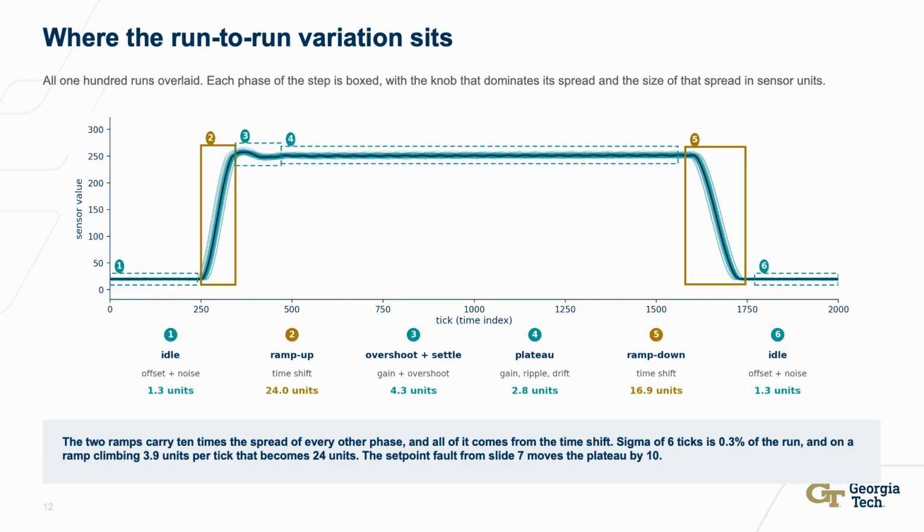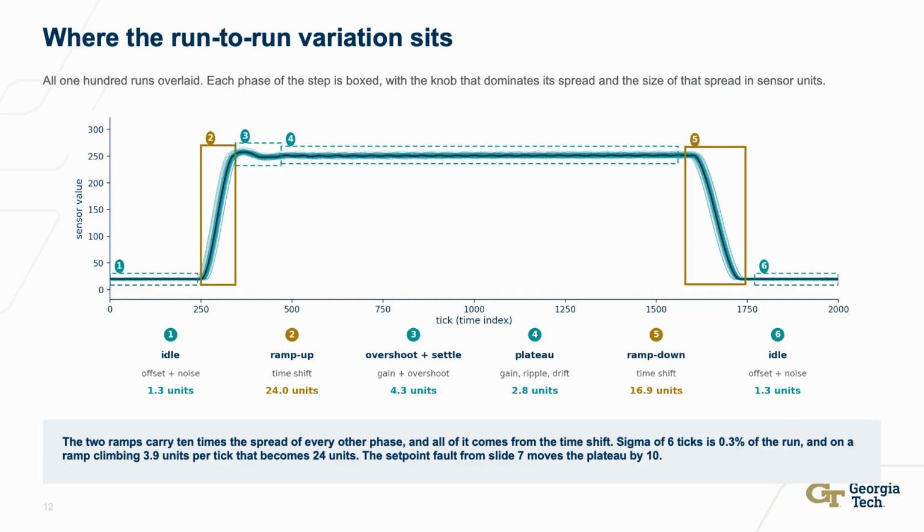Each phase of the step is boxed, and underneath each box you have the parameter that dominates the spread there and the size of that spread. Start at the idle section, boxes 1 and 6: 1.3 units. That is the offset knob and the measurement noise, and it is small. The plateau, box 4: 2.8 units. Gain, ripple and drift together. Overshoot and settle, box 3: 4.3 units. A bit larger because the gain and overshoot jitter both act there.